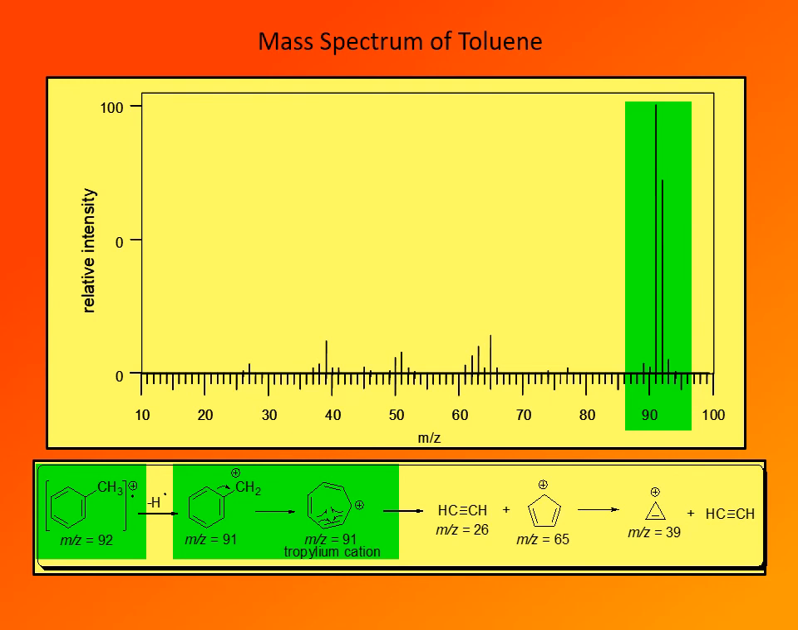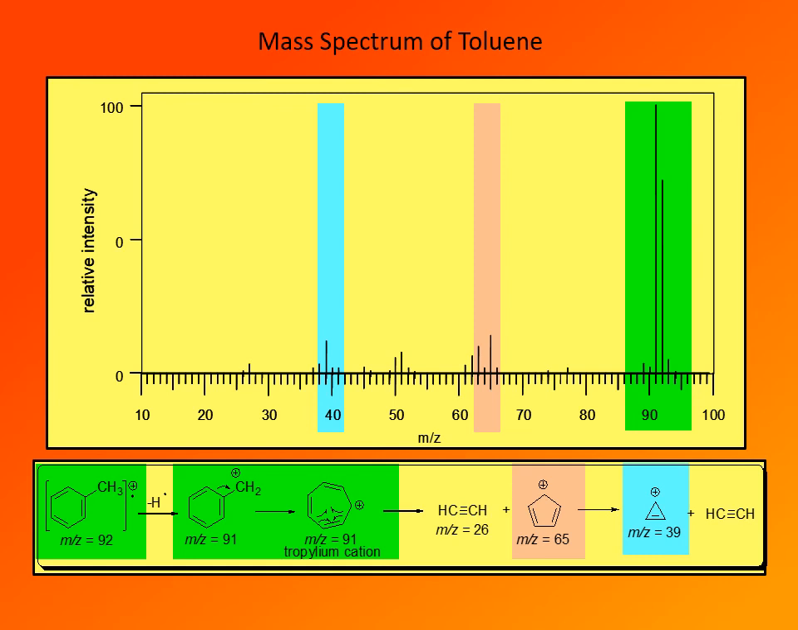That 91 is actually the tropylium cation. It's a benzylic cation, but under these conditions in the gas phase, it rearranges into the more stable aromatic tropylium cation. Then loss of a fragment, 26, that's a molecule of acetylene, a very stable molecule, acetylene or ethyne, results in formation of this cyclopentadienyl cation at 65. The cyclopentadienyl cation itself is not very stable and loses another molecule of acetylene to give this cyclopropene cation with a fragment 39.